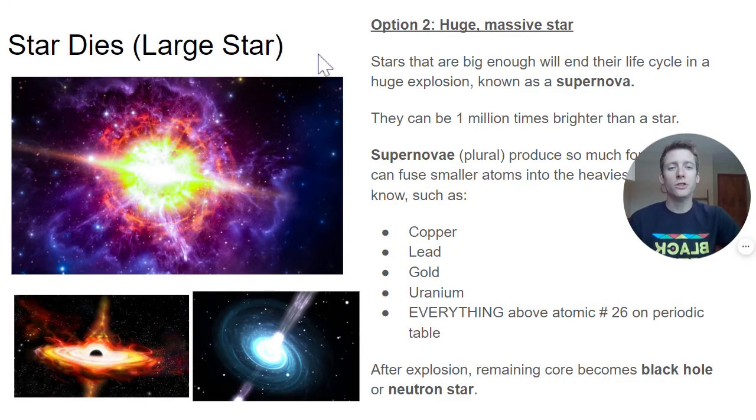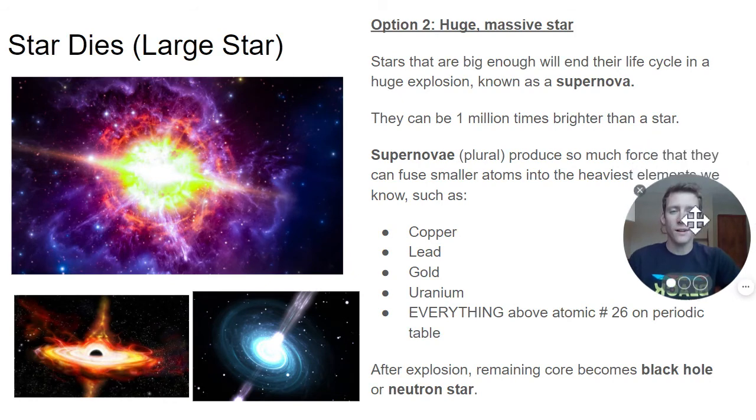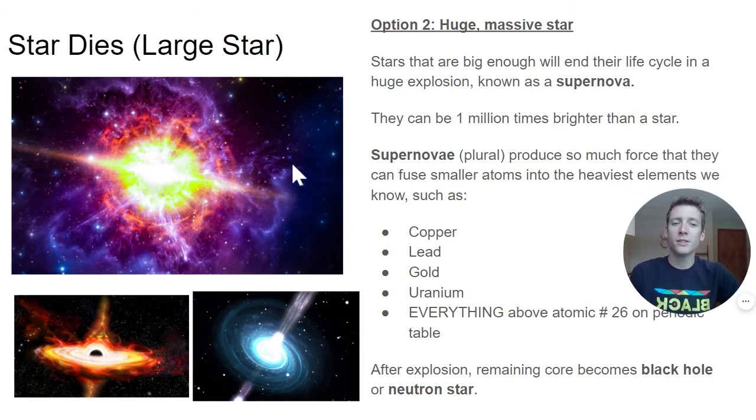If it's a huge, supermassive star, this star will die as a supernova. It will end its life cycle in a huge explosion. And supernovae, the plural, are pretty important because this is how we get elements with an atomic number above 26. In fact, the only way that elements with an atomic number above 26 can be formed is through a supernova.